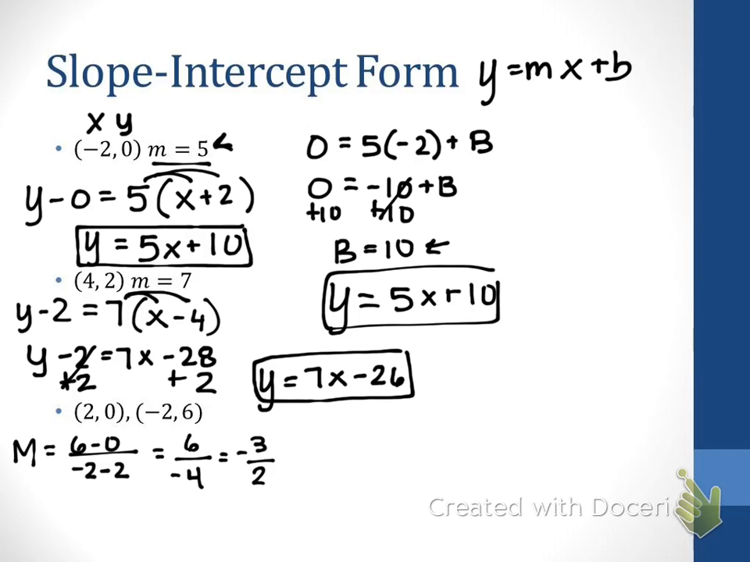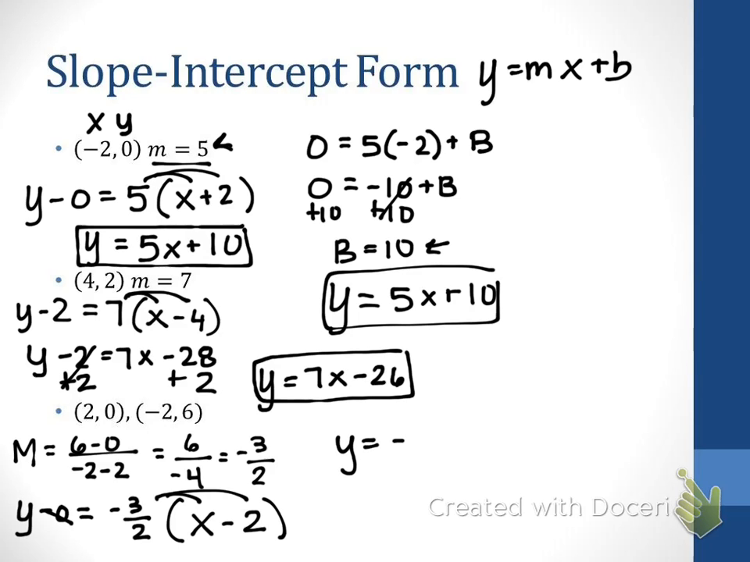Now the reason why I gave you a fraction is because there is a question on your midterm that has a fraction. So we're going to say y minus 0 equals negative 3 over 2 times x minus 2. I'm going to do distributive property. Do I need this minus 0 over here? No, so I can just scratch it out, and I'm left with y equals negative 3 over 2x.